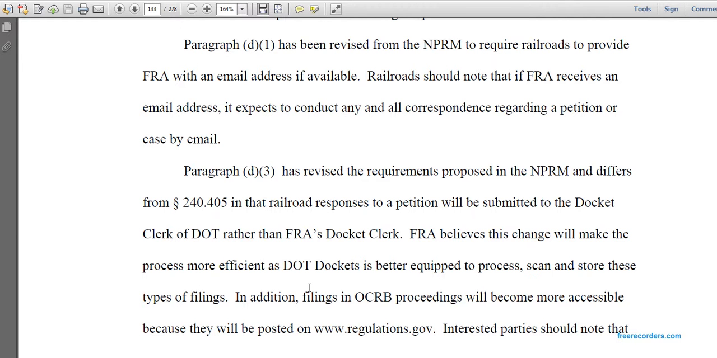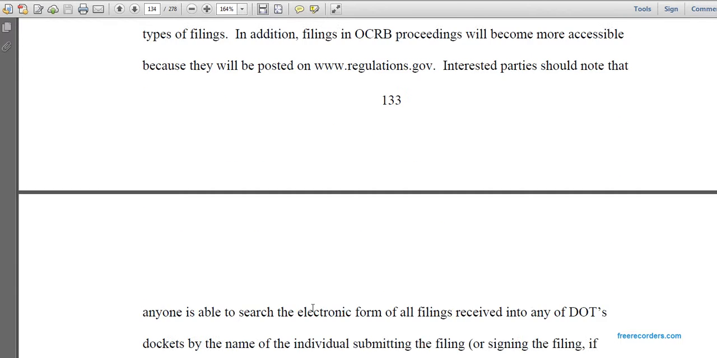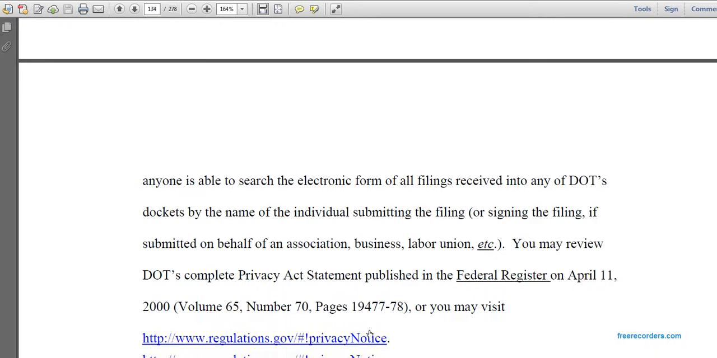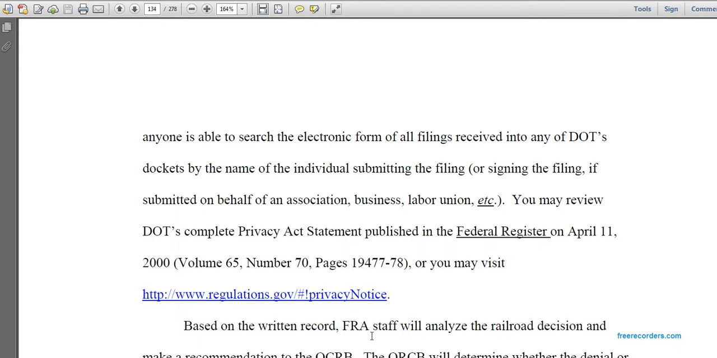In addition, the filings of the Operating Crew Review Board proceedings will become more accessible because they will be posted on www.regulations.gov. Interested parties should note that anyone is able to search the electronic form for all filings received into the Department of Transportation docket, by the name of the individual submitting the file, or signing the file if submitted on behalf of an association, business, or labor union. Review the Department of Transportation Privacy Act Statement published in the Federal Register on April 11, 2000, Volume 65, Number 70, page 19477-78.